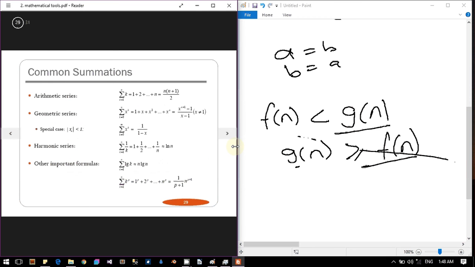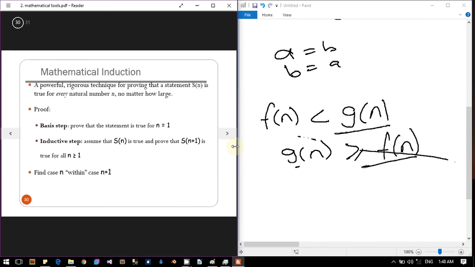Okay? So we learned logarithm formulas. These are summation formulas. I advise you just remember the arithmetic series, the geometric series, and this special case. So these three are very important. Now finally we round up with this mathematical tool.